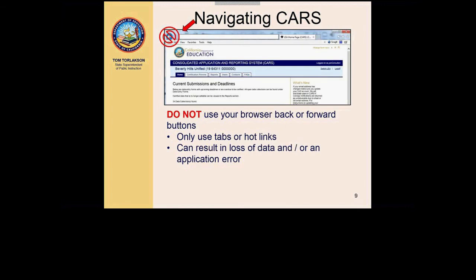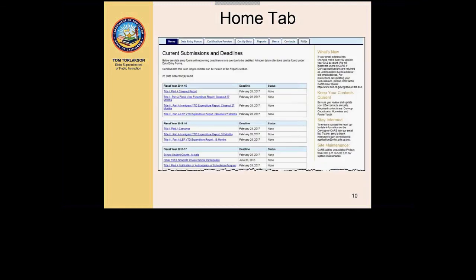When navigating CARS, we strongly recommend that you do not use your browser back or forward buttons. Use of these buttons is the primary cause of application errors or data loss. Everything in CARS can be easily accessed via a tab or a hot link. A primary way to navigate CARS is using the tabs displayed in the header.